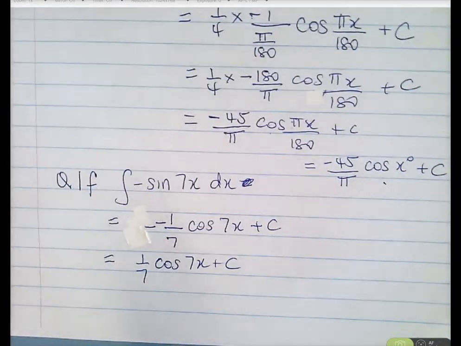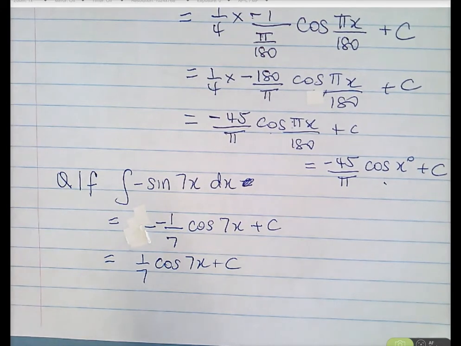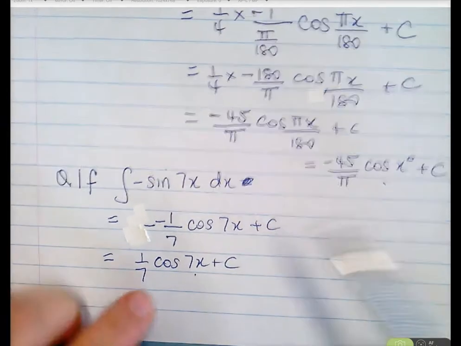So, look, I wouldn't put the negative 1/7. When you integrate sine, the sign changes. When you differentiate sine, it doesn't change. When you integrate it, it changes. So just go straight from there to that step there, to the answer.